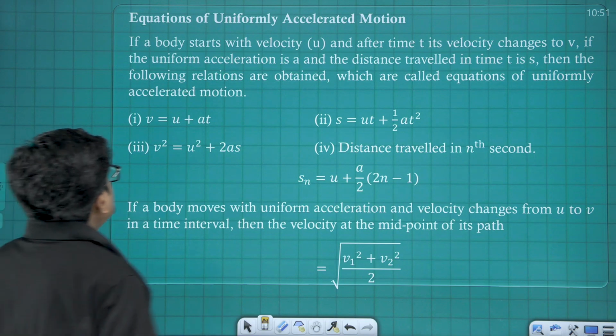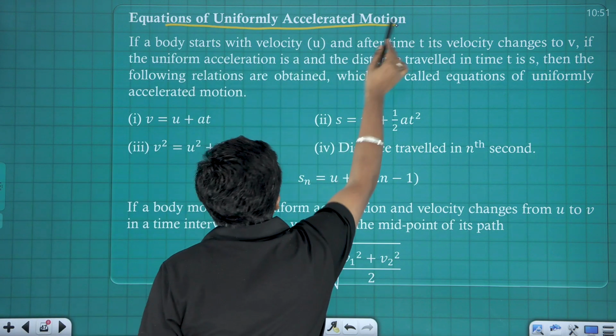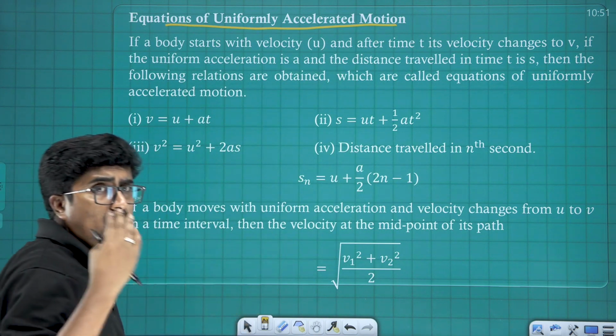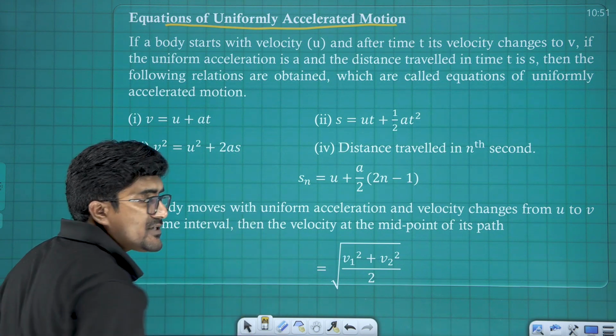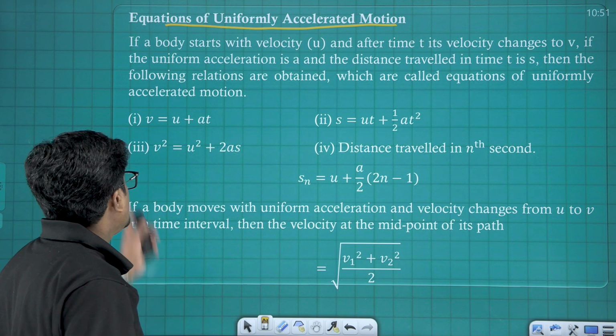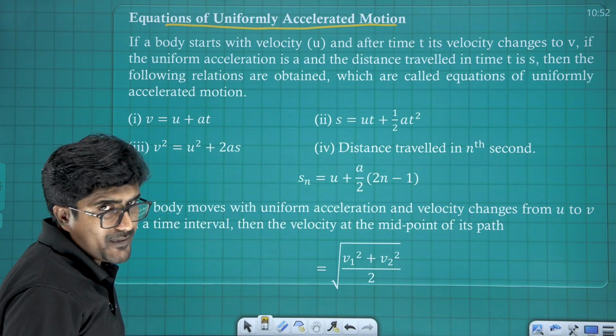All right. Next is equations of motion for uniformly accelerated bodies. We have got standard three expressions, and we will be having one more, that is the distance traveled in the nth second. The first one is v equal to u plus at.